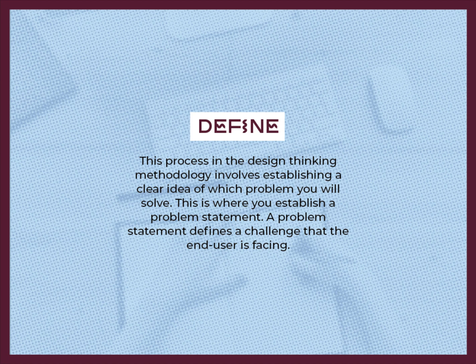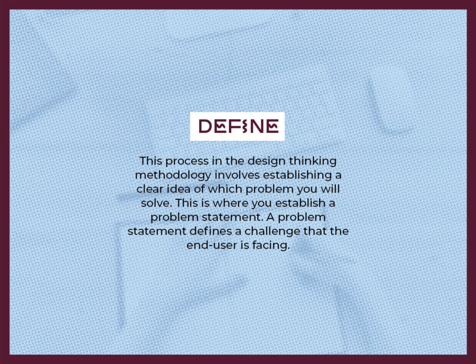Stage 2 in the design thinking process involves defining the problem. This process in the design thinking methodology involves establishing a clear idea of which problem you will solve. This is where you establish a problem statement. A problem statement defines a challenge that the end user is facing.